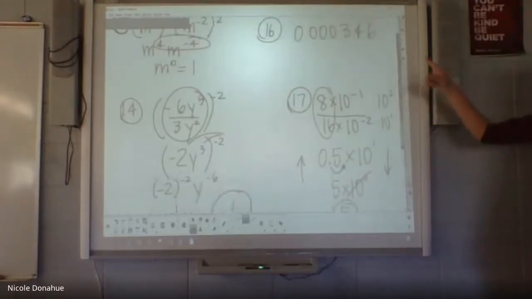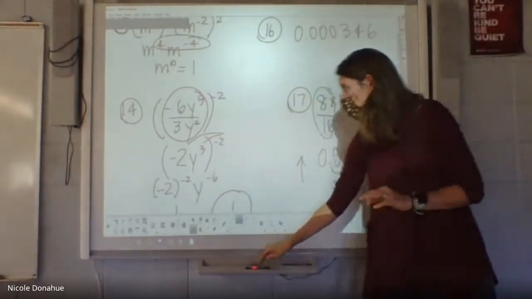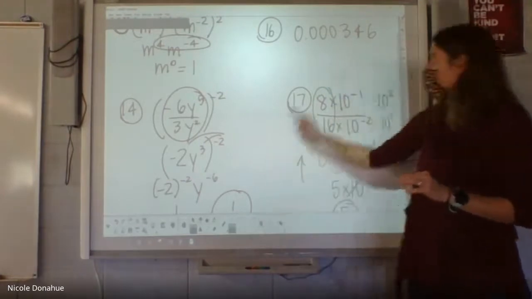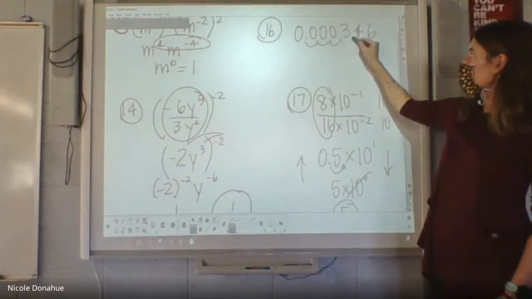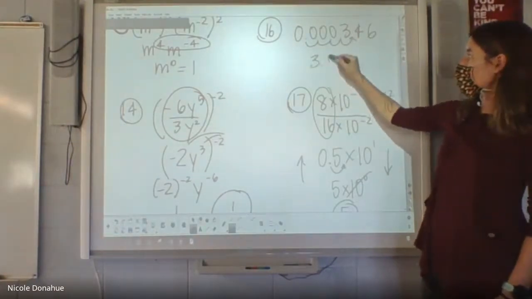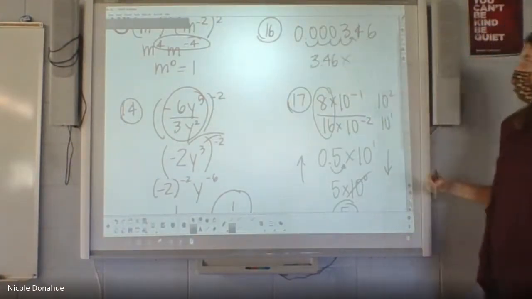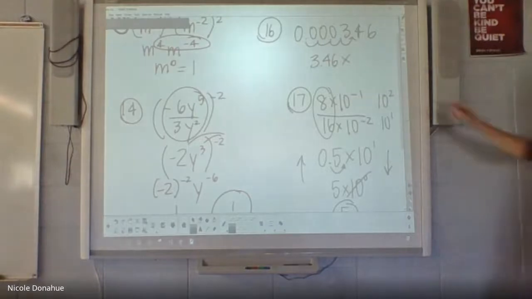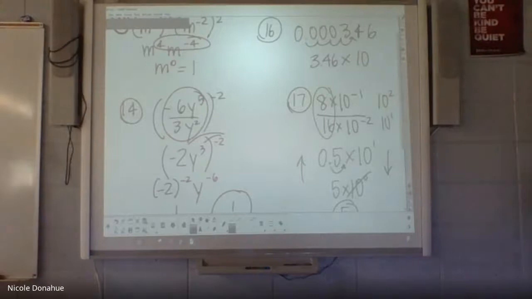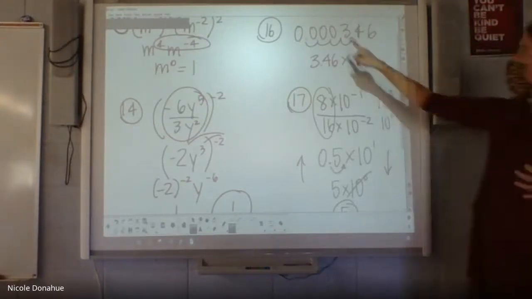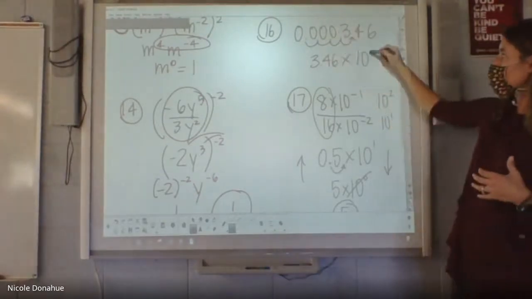So now 16, again, I want this to be like lunch money size. So right now, it's smaller than a penny, so I need to move it over. So 3.46 times 10, but then think about it, really small numbers are those negative exponents. So we can go 1, 2, 3, 4, so a negative 4.